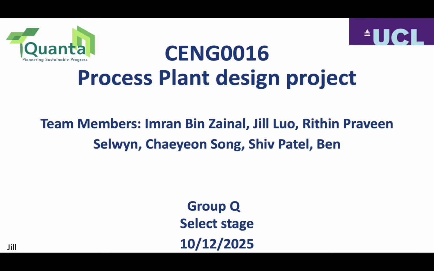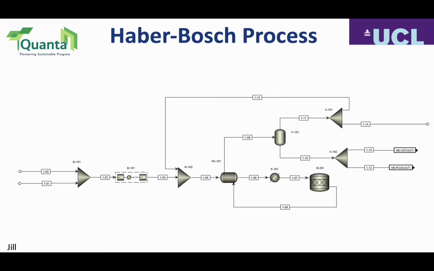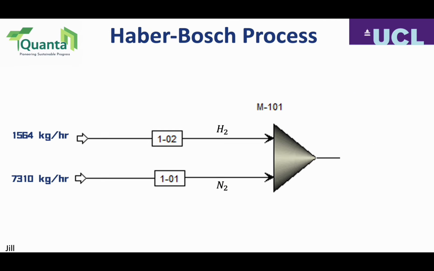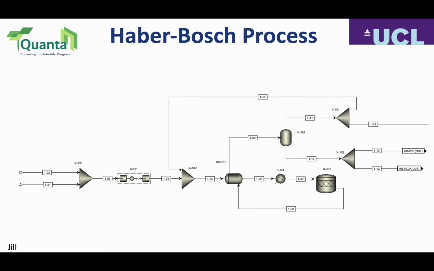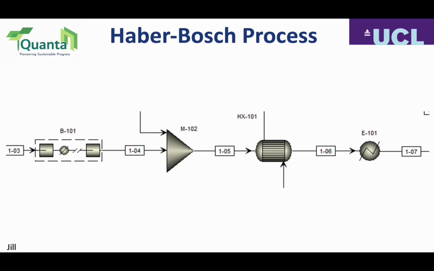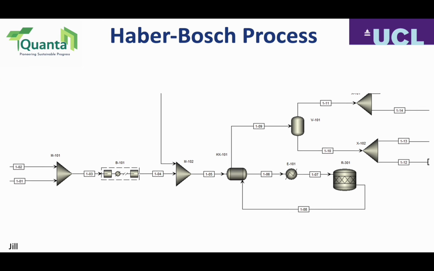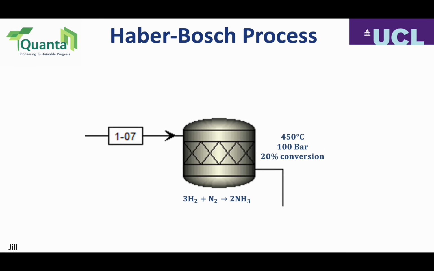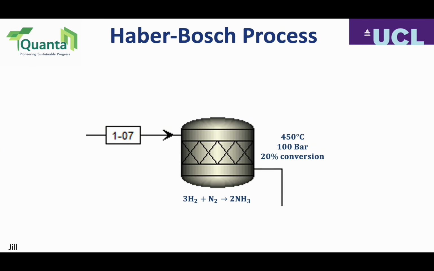Quanta Company has created an Aspen flowsheet simulation for the hydrogen hydrate and the nitric acid. The Haber-Bosch stage starts with the nitrogen and the hydrogen feed streams as the reactants. The stream is then compressed to 100 bar and warmed to 450 degrees Celsius in B101. Inside the reactor, the nitrogen and the hydrogen react to form ammonia with 20% conversion.